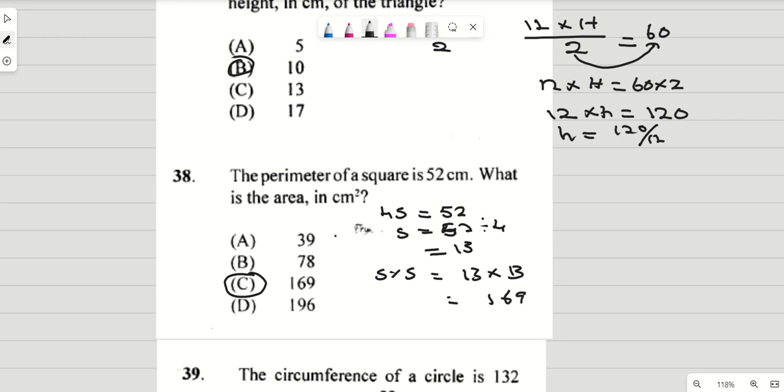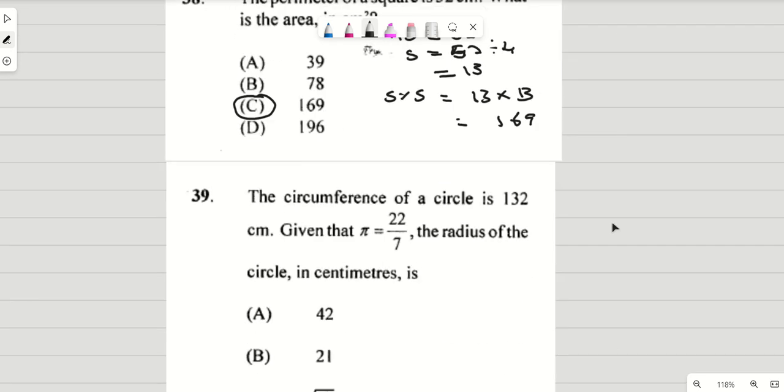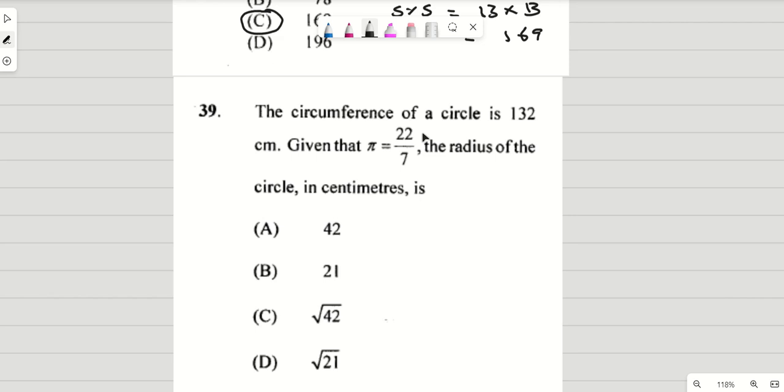So guys, always check back. Although you think it is the same question, always just check back really quick. You don't want to lose marks on something so simple.